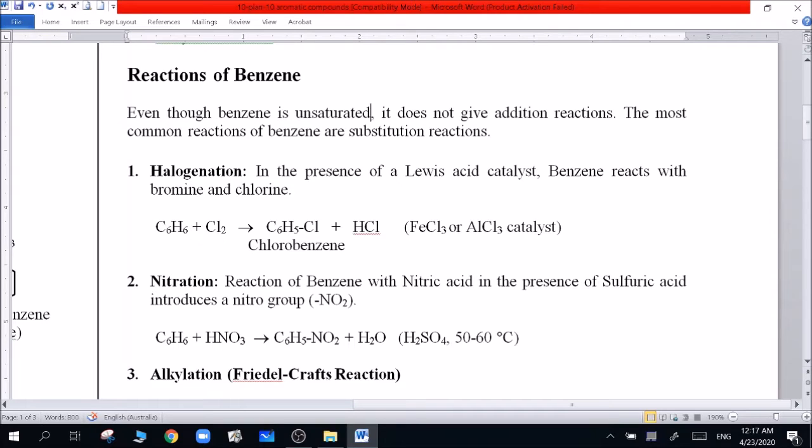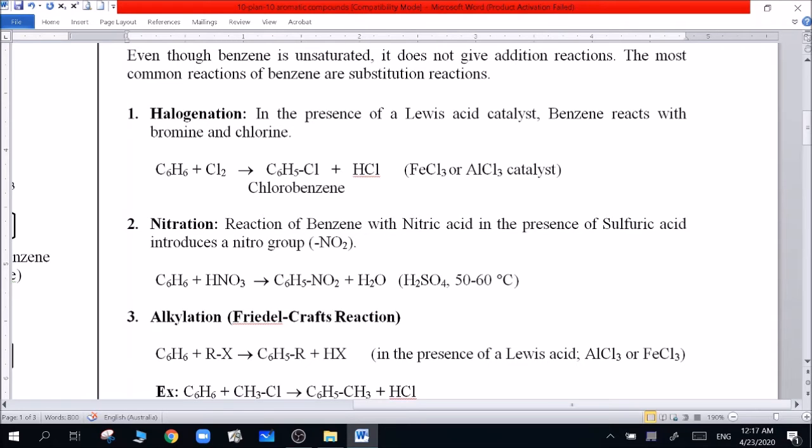It's unsaturated, like alkene and alkyne. You expect it to give addition reactions, but it's not going to. It's like alkanes, it's going to give substitution reactions. The reason is its highly stable structure, so it retains it in chemical reactions. So we are going to learn about halogenation, nitration, alkylation.